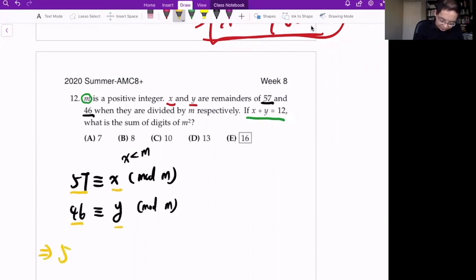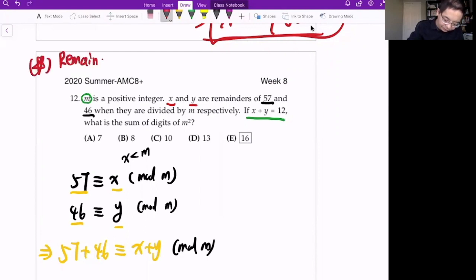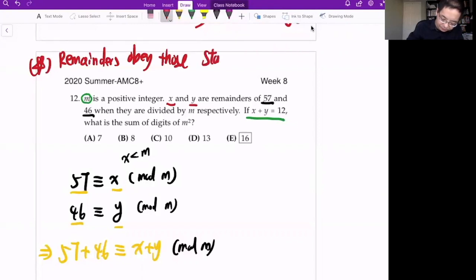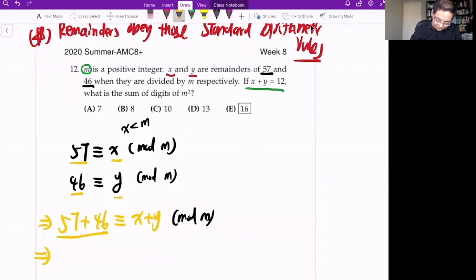Then this implies 57 plus 46, when divided by n, will have the same remainder as x plus y, modulo n. It obeys the same arithmetic rule. You can also take the difference: 57 minus 46 has the same remainder as x minus y, and 57 times 46 has the same remainder as x times y, right? So remainders obey the standard arithmetic rules. Together, 103 has the same remainder as 12 when divided by n.